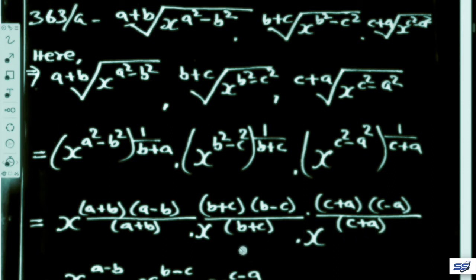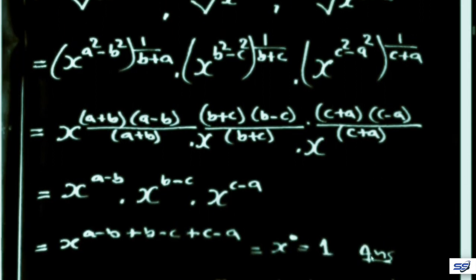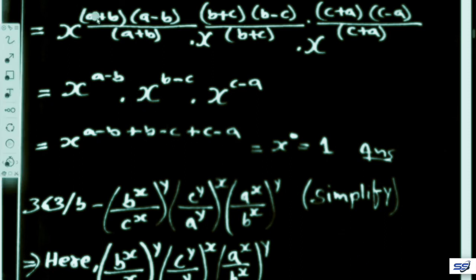Now we can also say that a plus b is similar, so this shall be cancelled. Again here b plus a is similar, so this shall also be cancelled. And again here c plus a is the same, so this shall also be cancelled. Now our rest will be x power a minus b, and again x power b minus c, and again x power c minus a. In this way, we can say x power a plus b, a minus b upon a plus b: here a plus b and a plus b cancel each other. Again here x power b plus c, b minus c upon b plus c: here b plus c cancel each other.